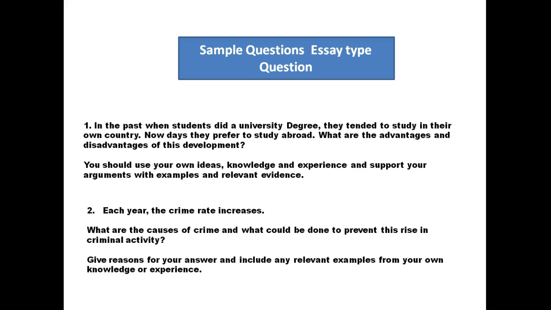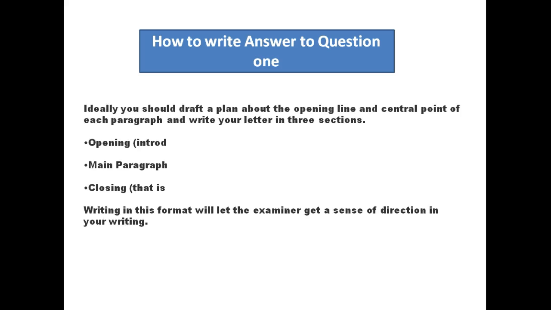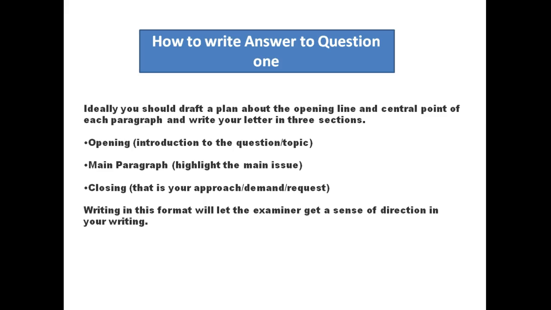Now we will move to the next page, which is how to write an answer to question number 1. Ideally, you should draft a plan about the opening line and central point of each paragraph and write your letter in 3 sections. Section 1 opening, Section 2 main paragraph, and Section 3 closing, wherein you will be taking your approach, demand or request. If you write in this format, the examiner gets a sense of direction in your writing.